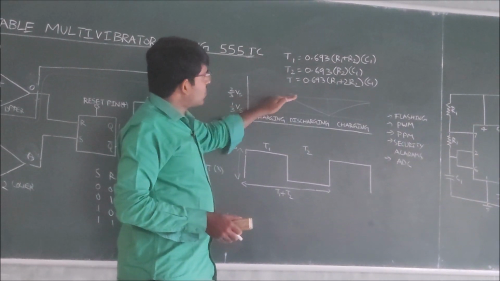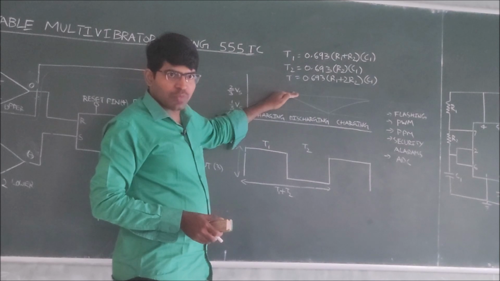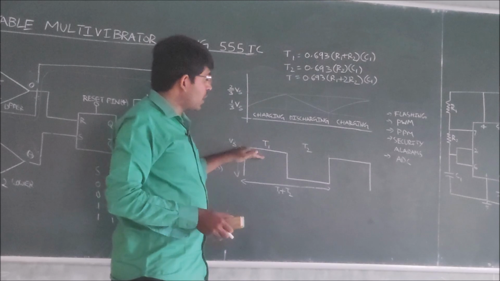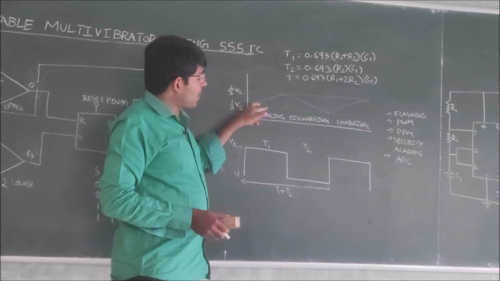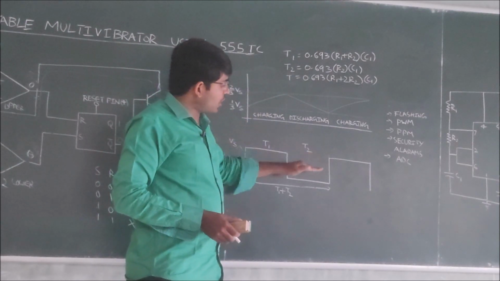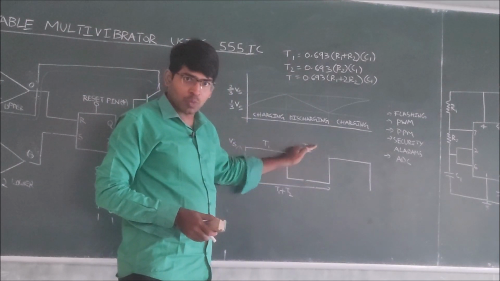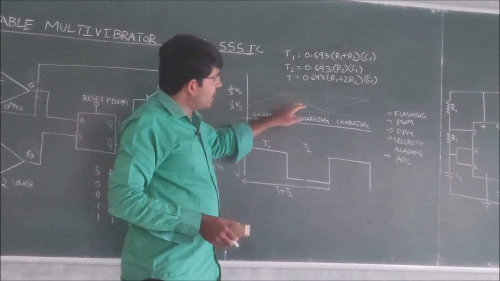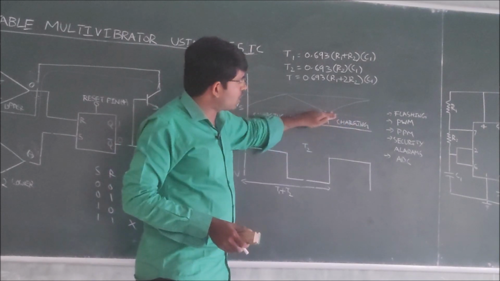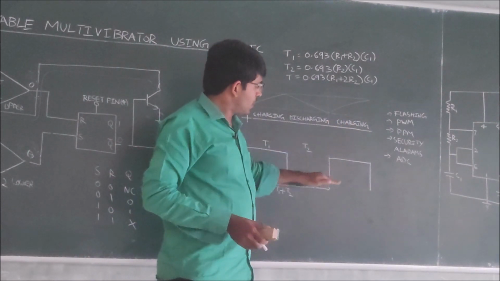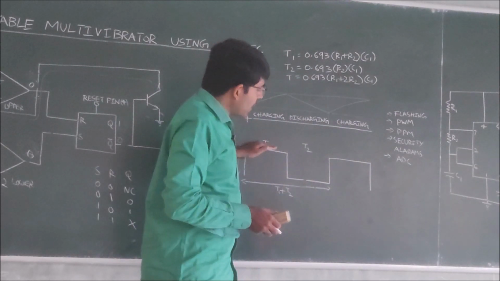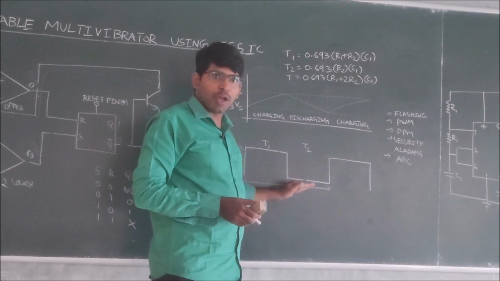And when the capacitor voltage reaches 2/3 VCC, immediately the output is falling to 0. And again, when the capacitor starts charging from 1/3 VCC to 2/3 VCC, then the output will be 1. So the output will be oscillating between the states 0 and 1.